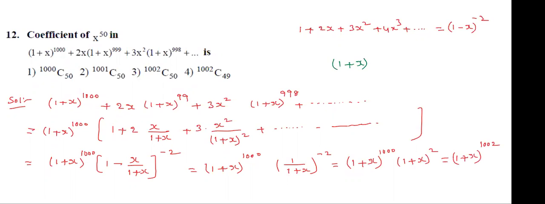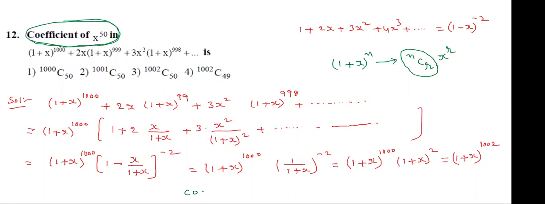Okay, (1+x)^n. In that expansion, what is the general term formula? nCr into x^r. What is the x^r coefficient? nCr. But here they are asking the coefficient of x^50. Now tell me, what is the coefficient of x^50? It is 1002C50. Coefficient of x^r is nCr; n means here 1002, r means 50, we know that. So the correct option is the third option.